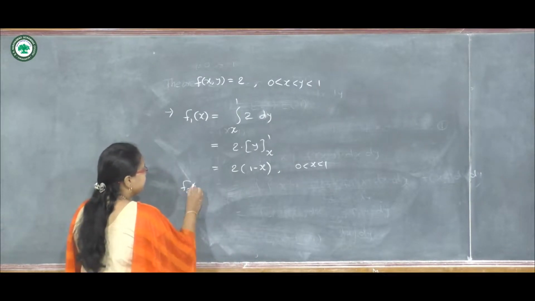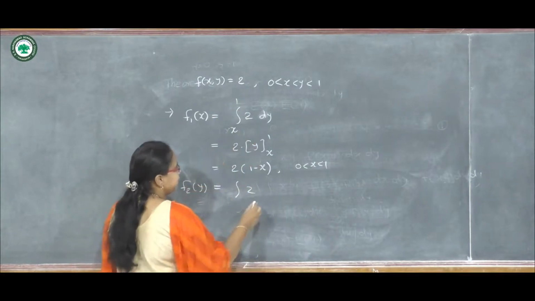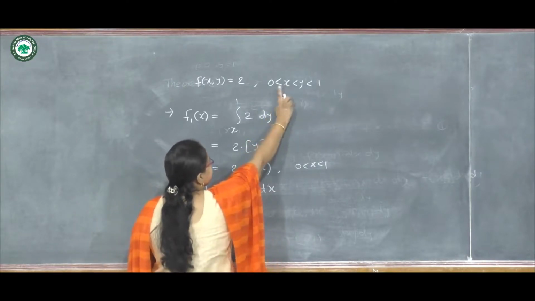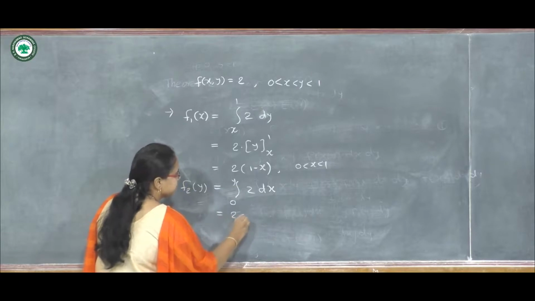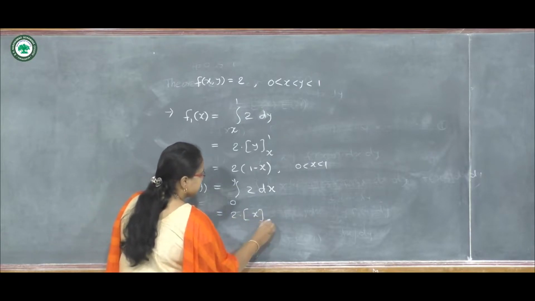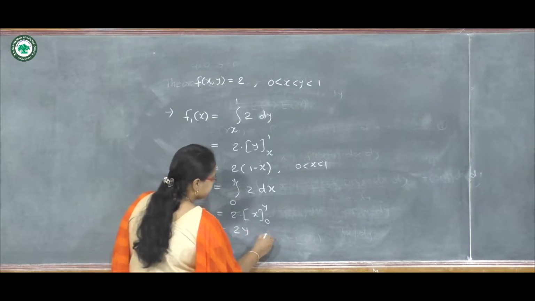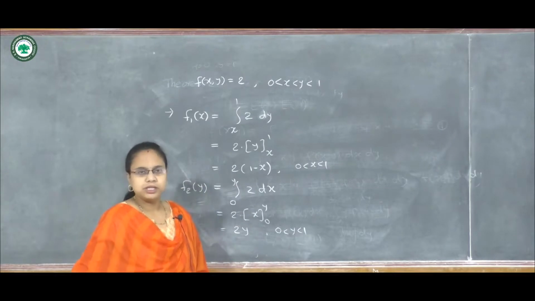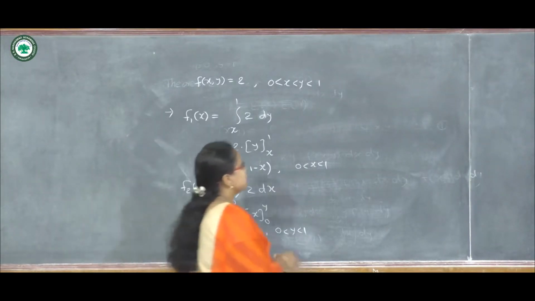Similarly, f2(y) can be calculated by integrating this joint PDF with respect to x over the range of x, which is from 0 to y. So this is 2y. The range of y is from 0 to 1. So these are the marginal distributions.